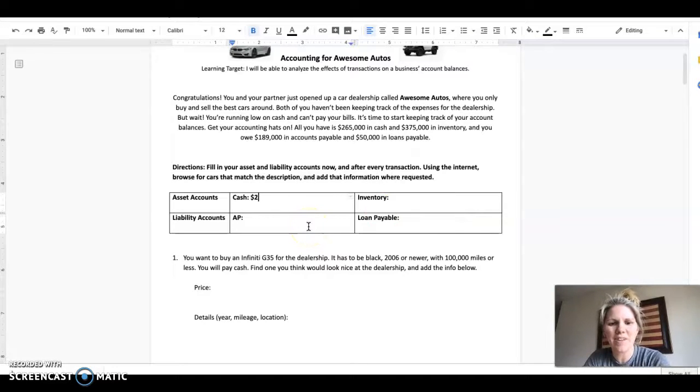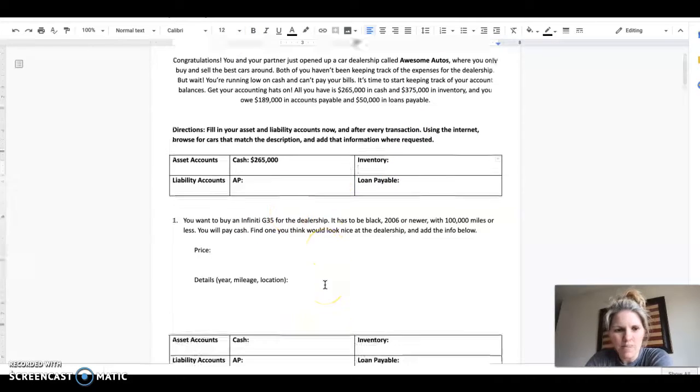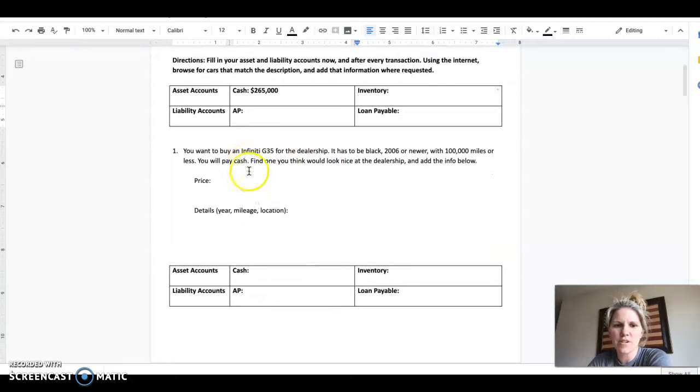You will go and type in 265,000, your inventory 375,000, and so on. So I'll just kind of go over just this first one for the vehicle.